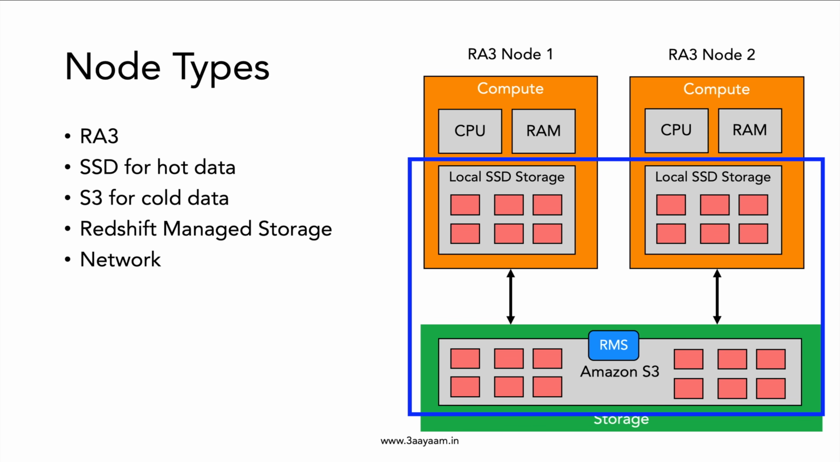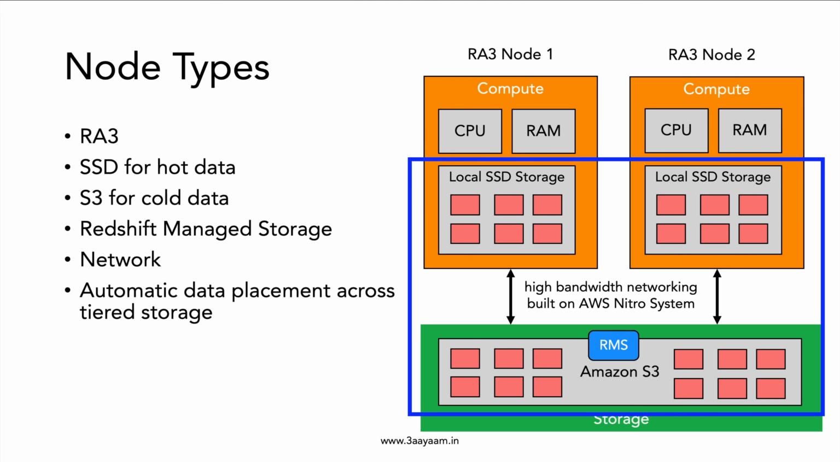And the network between the compute nodes and S3 is very high bandwidth networking, which is built on top of the AWS Nitro system. So the capacity and the bandwidth of the network is very, very high. That's why you do not see any latency, even if the data is stored in S3 as blocks. Because of this architectural advancement, Redshift can do automatic data placement across the tiered storage. Because you have local SSD for hot data and S3 for cold data, the data placement can be handled by Redshift automatically. We do not have to do anything here.